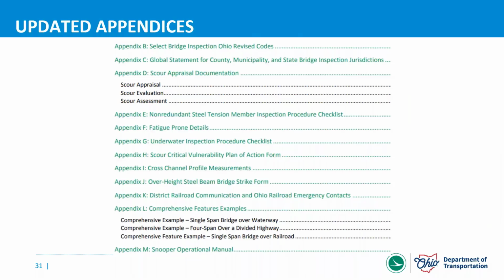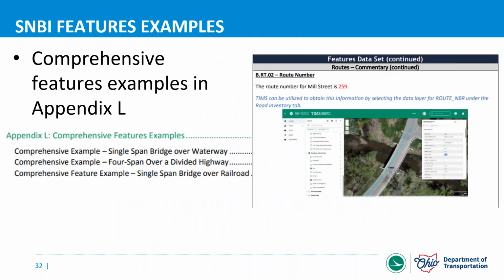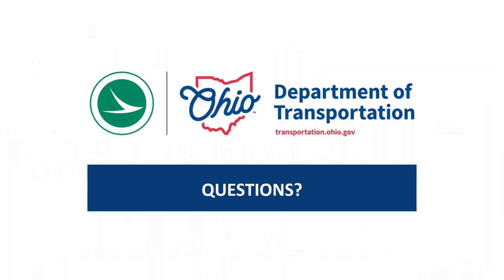Those are mainly for Section 4 features. We have a few different examples of how to code the features with screenshots, for a simple example or for something over many features. So please, if you have questions with specifically the feature section of the SNBI coding, reference Appendix L. And then we also have an updated snooper operations manual in Appendix M. I just touched on the comprehensive examples for Section 4 in Appendix L.